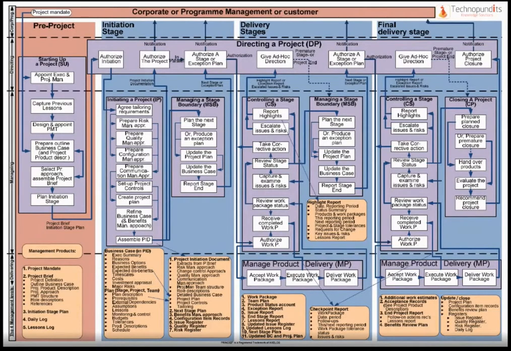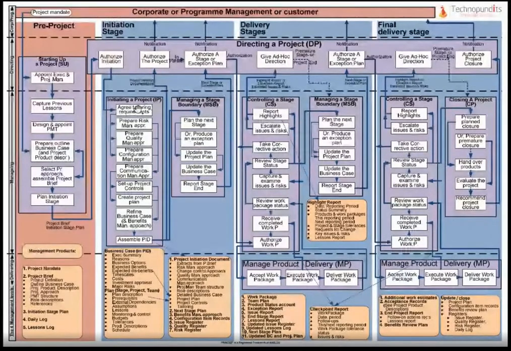So once starting up is over, the directing a project process gets initiated, and that continues till the end of the project. As part of directing a project process, the project board will look at all the documents that you have prepared, look at the feasibility of the project, and then give you approval to move to the next stage of the project, which is called the initiating a project process.